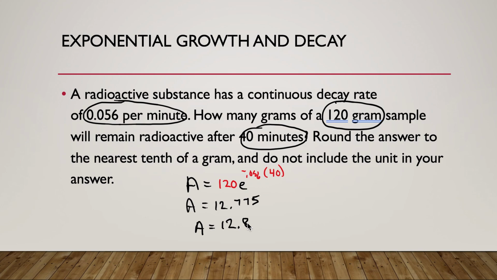So again, the application problems should stay pretty basic. The main thing to remember is that if you're dealing with a decay problem, you want to put a negative on your rate. If you're dealing with a growth problem, you want to leave it positive. And as I said, if you have any trouble entering these into your calculator and getting the correct answer, just let me know.